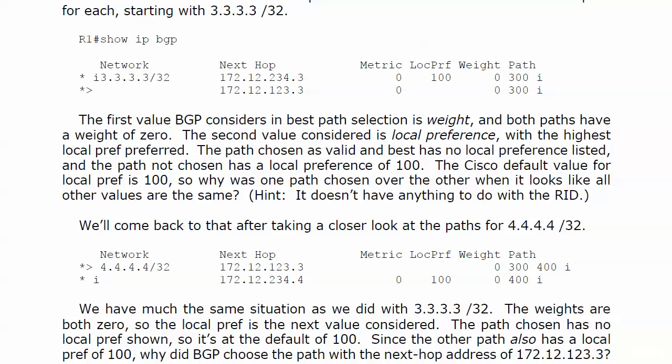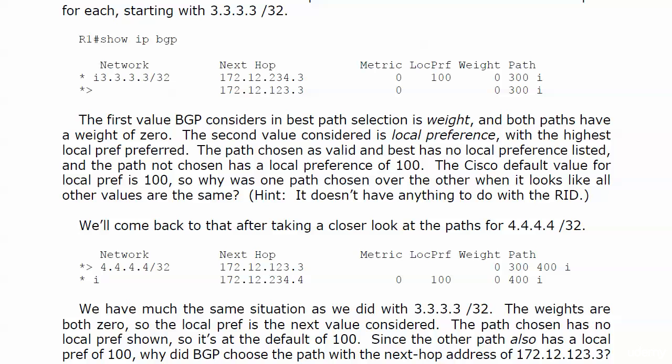The weights are both 0, so we know the highest local preference is the next value considered. That's what we're looking for. The path chosen, again, has no local pref shown, so it's at the default of 100. This is just something you got to get used to. It just happens sometimes. You'll see local preferences not showing or metrics not showing. You'll see what a metric is later in this section as well, but we need to know the local preference is the default of 100.